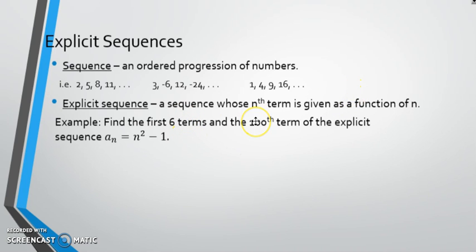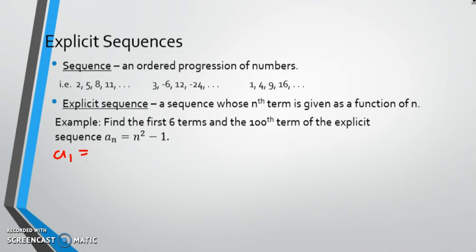So the explicit sequence is one where the nth term, by nth term I mean if I'm asking about the 50th number or the 80th number in the pattern, that's the nth term. It's going to be given as a function. So the first example, the kind of thing that you'll be doing in the homework, they will define the explicit sequence for you, and then they'll ask you to do something like find the first 6 terms, and then maybe find the 50th or the 100th. So the way we do that is we actually just replace the n with whichever number in the pattern we're interested in. So if I want to find the first number in the pattern, I would call that a sub 1.